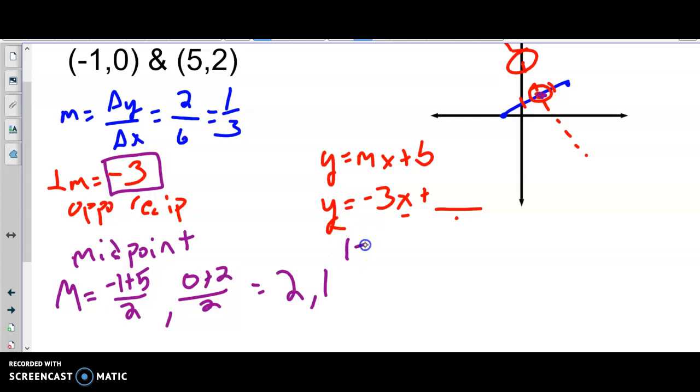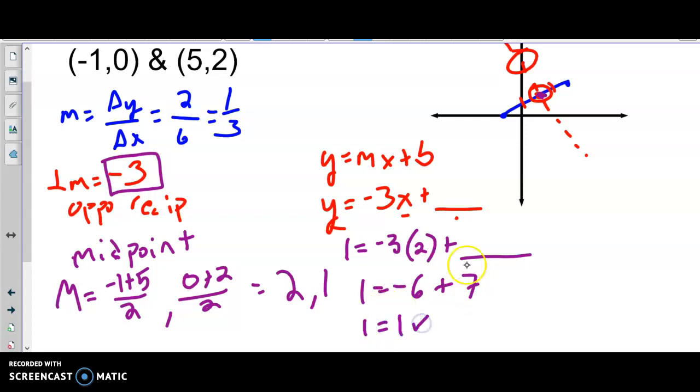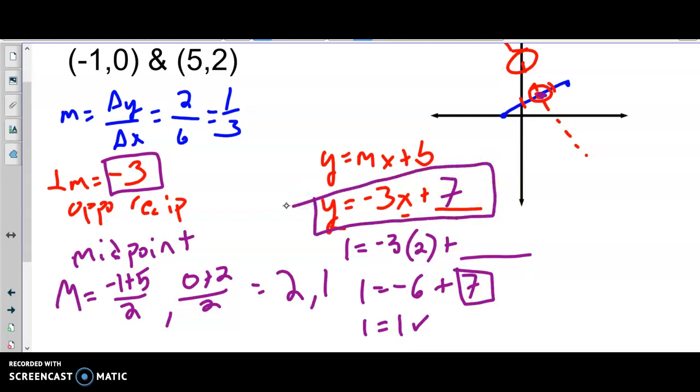I can say, well, my y value is 1, equals -3 times 2 plus some value, so I have 1 = -6. Now 1 does not equal -6, but if I add 7, then I'm going to say now that 1 equals 1. And so this plus 7 is what my y-intercept is, making my line y = -3x + 7.